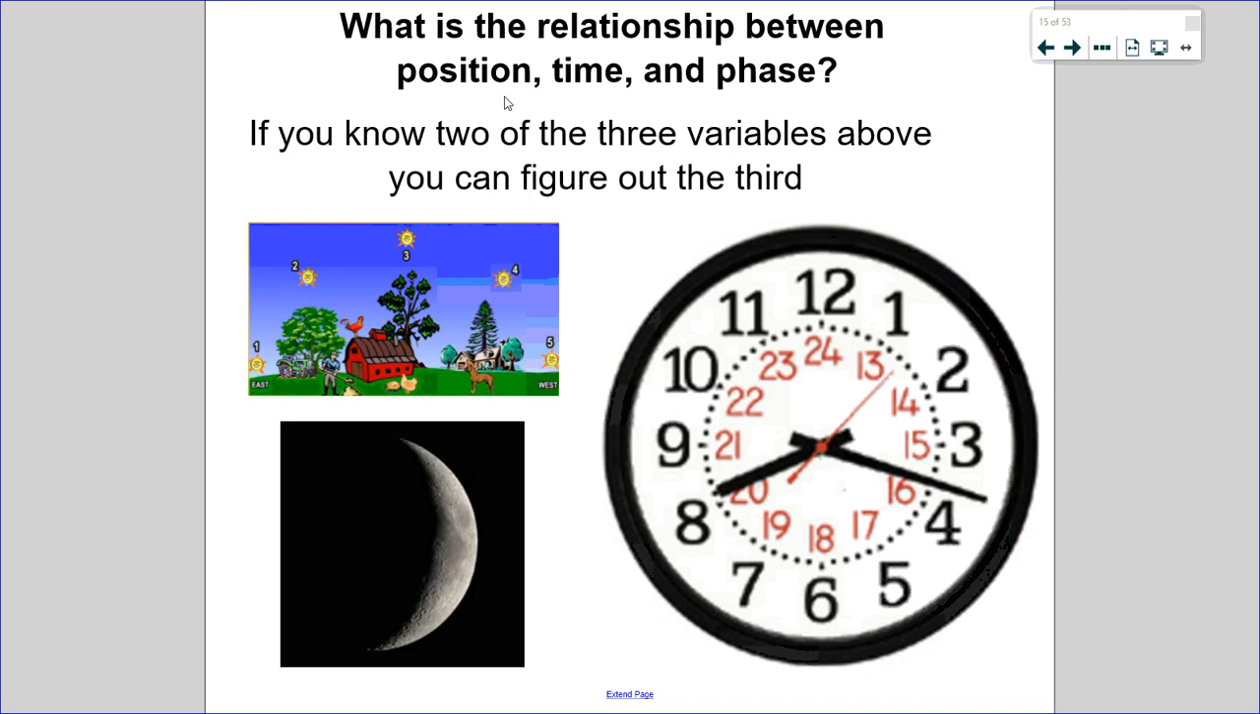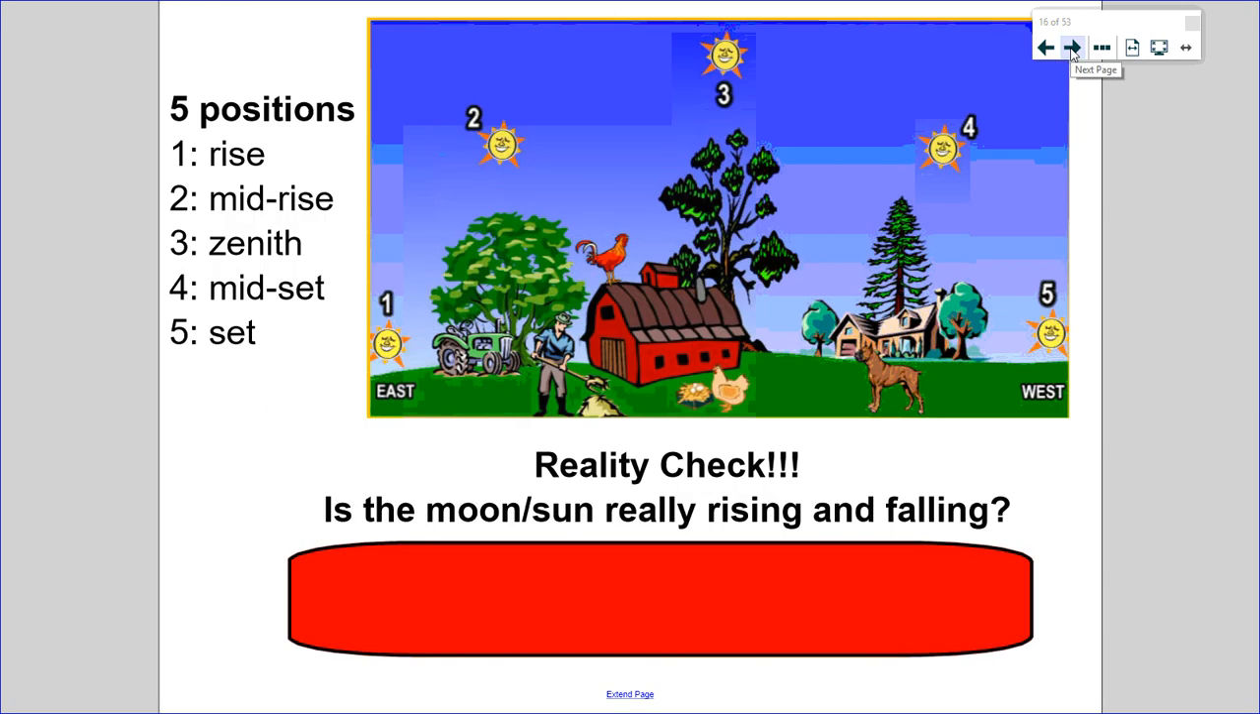So these are the 3 variables that come into play when talking about moon phases. If you know 2 of the 3 variables, you can actually figure out the third. It's kind of like a math equation. So before we get started, let's just identify what I mean by moon position.